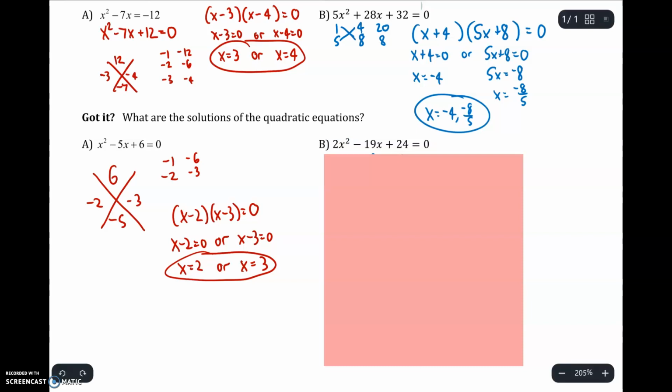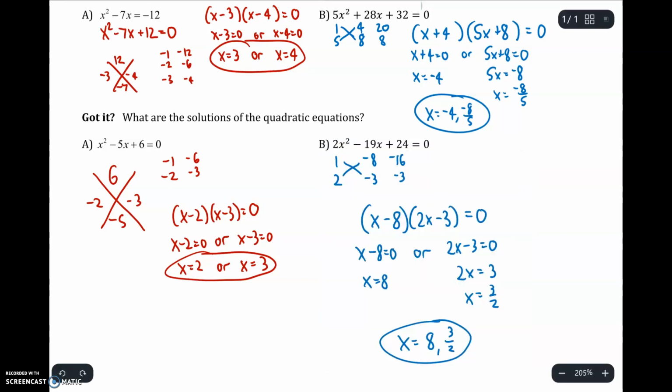Trying that question again by matching with our terms, 1 and 2 is the only way I can multiply to get 2. And if I'm trying to choose this in a way that's going to add to get negative 19, my cross multiplication here, factors of 24, it should be negative 8 and negative 3. Again, multiply to get 24, and when I cross multiply 2 times negative 8, I get negative 16. 1 times negative 3, I get negative 3. Add those together, it does give me my correct middle term. So it looks like those were our correct factors.